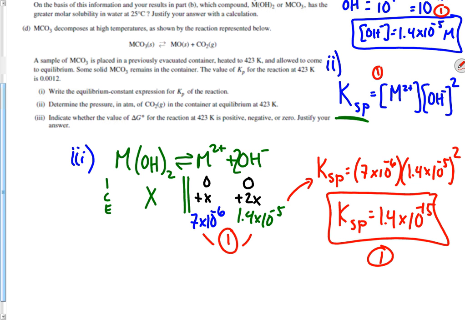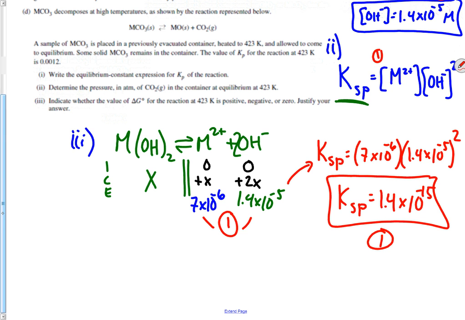You're never going to have a KSP for a nitrate, because that's like having a K for a strong acid. It's going to the right. A nitrate's going to break apart. I don't even know what a K would be for something like sodium nitrate. That would be alkali metal and nitrate. It would blow up the calculator.